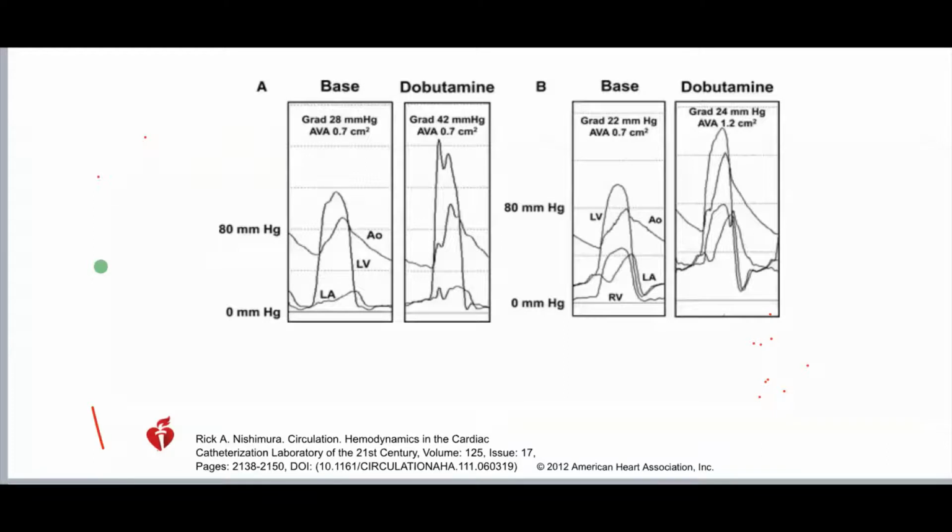No, I mean why the shape of the LV wave is different between case A and B. Don't worry about this. I agree with you. There is a lot of artifactual problem with the waveform. I see the dicrotic notch was so prominent in dobutamine rather than in the baseline.